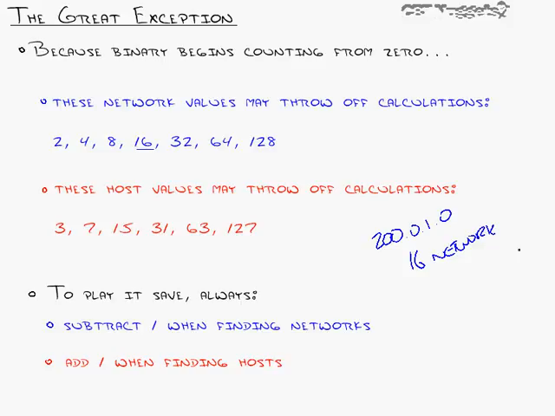Well, when you figure that out in binary, we would say, okay, there's no 128s, no 64s, no 32s, a 16, and everything else is 0. So we would say, okay, in that case, it would take 5 bits to get 16 networks. But we can actually get it with 4. 4 bits is all that's required to get 16 networks. And the reason that exception pops in there is because we started counting from 0.